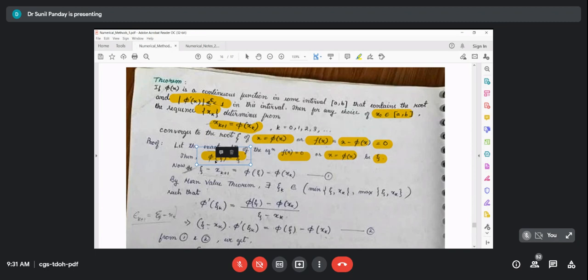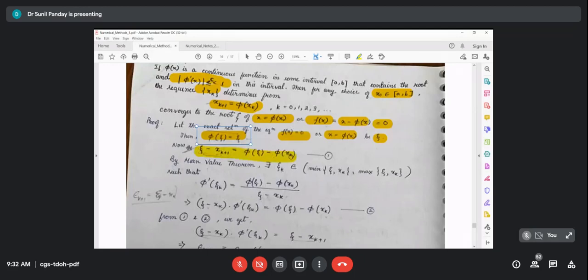We can write xi equal to phi xi, and then we subtract, because xk plus 1 equals phi of xk, and xi equals phi of xi. So we subtract these two and we get equation number 1: xi minus xk plus 1 equals phi xi minus phi of xk. So xk is actually the sequence which we determine from this, but we are getting xk from some x naught.